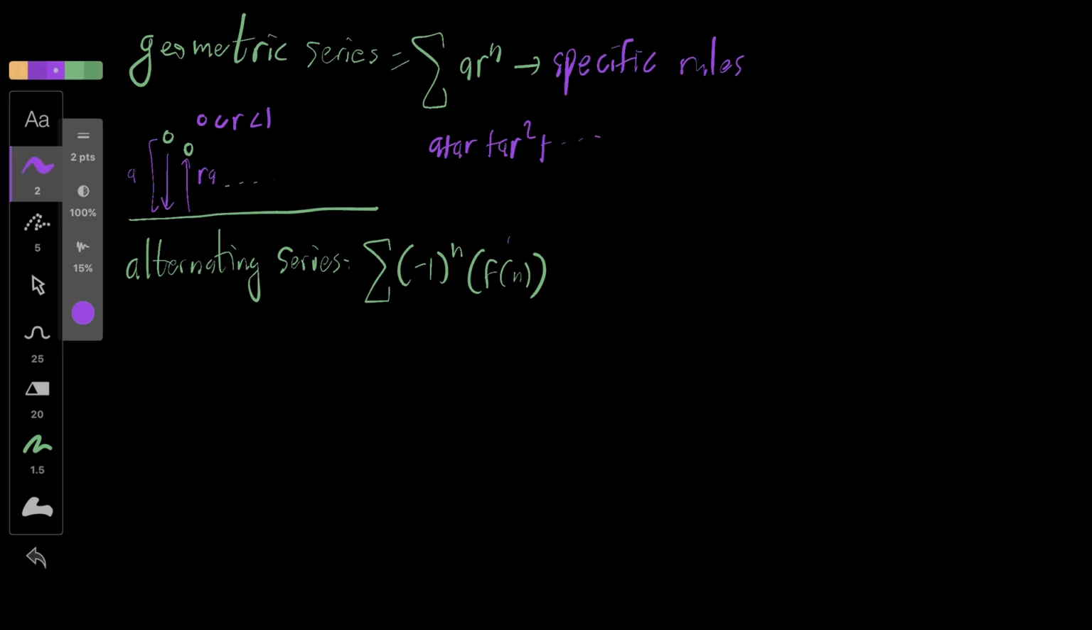This function of n could be essentially a p-series. It could be a geometric series. It could be a polynomial. It could be anything. But the thing that makes this special is this first term over here, -1 to the n.